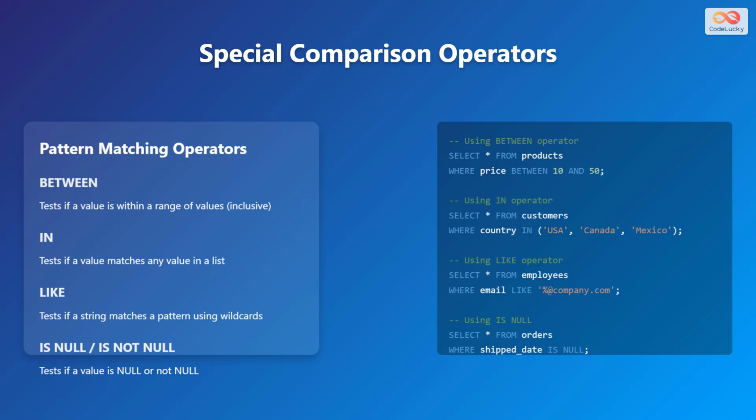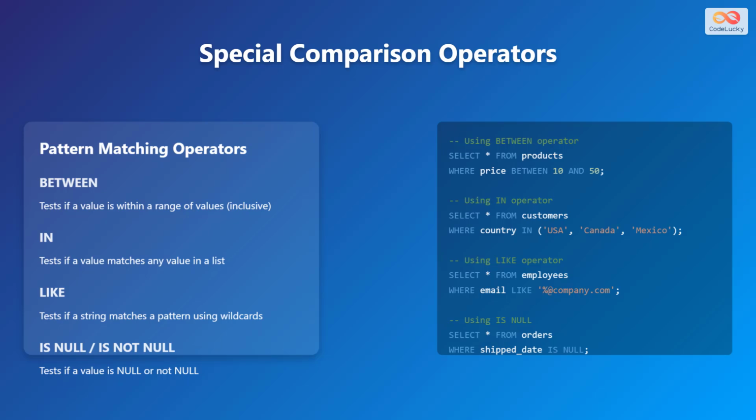In addition to the standard comparison operators, SQL provides special comparison operators to handle specific types of comparisons. These include BETWEEN, IN, LIKE, and IS NULL. The BETWEEN operator tests if a value is within a range of values, inclusive of the boundary values. The IN operator tests if a value matches any value in a list. The LIKE operator tests if a string matches a pattern using wildcards. The IS NULL operator tests if a value is null or not null.